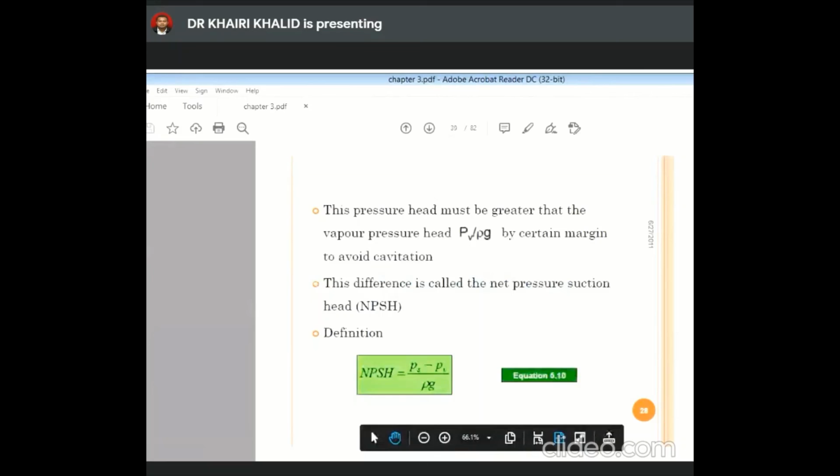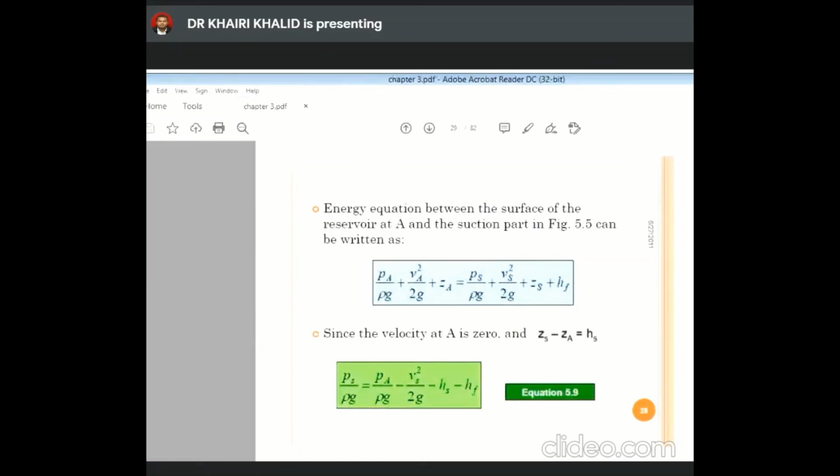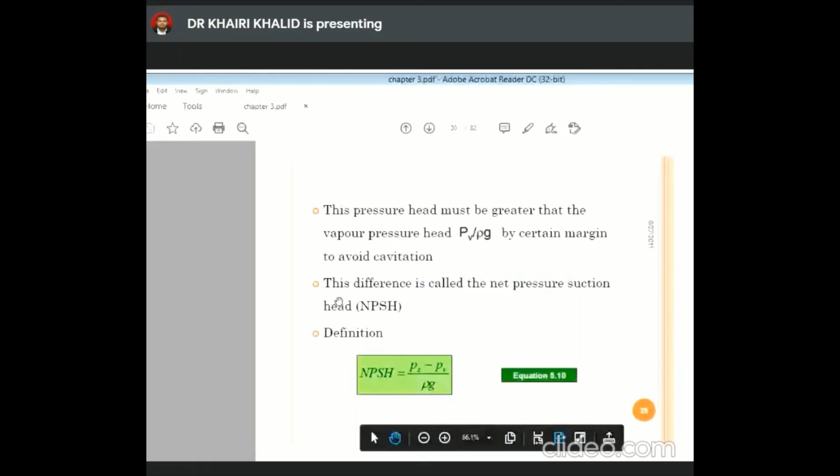This formula, this pressure head, Ps over rho g of that particular system, must be greater than the vapor pressure by a certain margin to avoid cavitation. So this difference, we call it the net positive suction head. Every single pump will come up with this value. This is provided by the manufacturer.